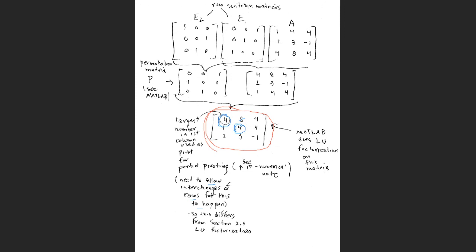And this is what differs from your section 2.5 LU factorization. In section 2.5, when you did the homework, you didn't do any row interchanges.